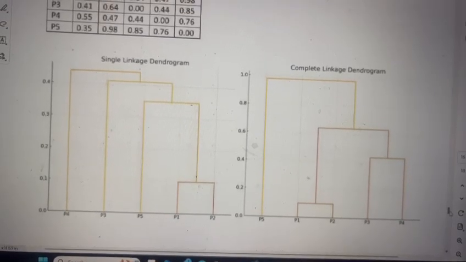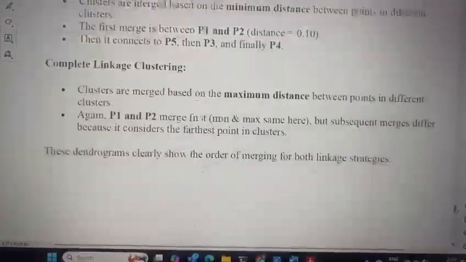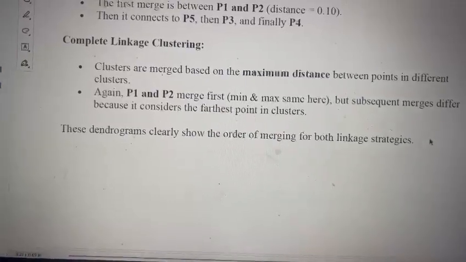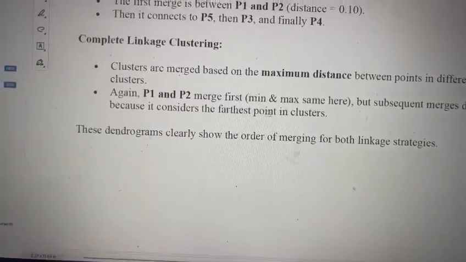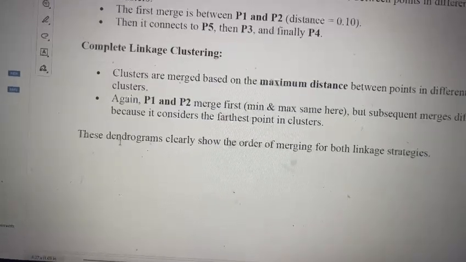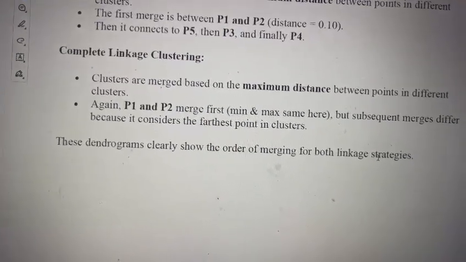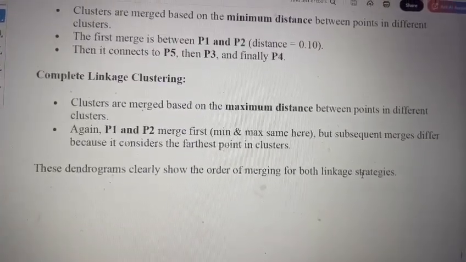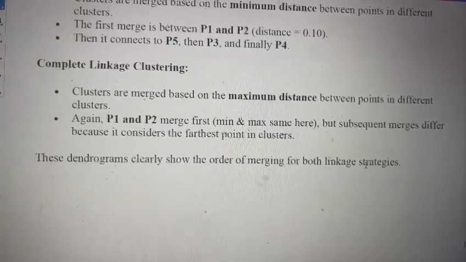So this is how we have given the complete linkage dendrogram, and this can vary. But give the linkages in an order. We have taken the subsequent merges with the farthest point in the clusters. So these dendrograms clearly show the order of merging for both linkage strategies. Okay, so you can also try another way of connecting them. Thank you.